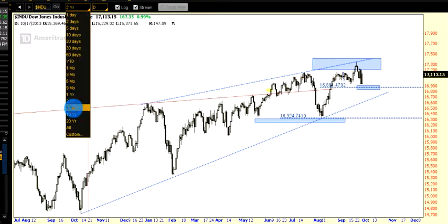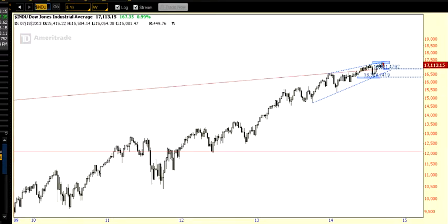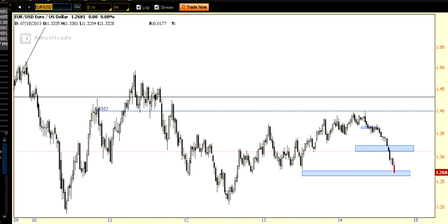Let me go back to a 5-year. Is the Euro US dollar. That continues to be weak. It's come right down into our box that we've drawn.